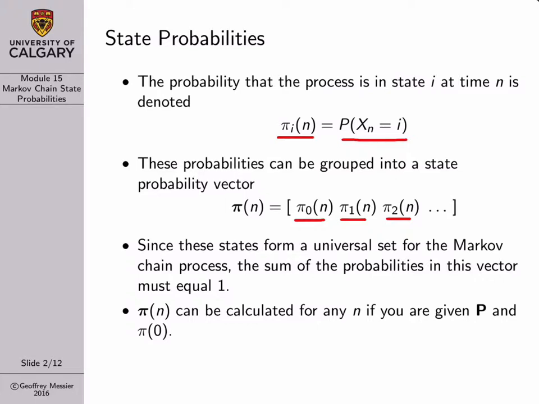And as I'm going to show you on the next slide, we can figure out the state probability vector for any time step as long as we're given the probability matrix P and the state probability vector for time step 0, or in other words, our initial state vector.